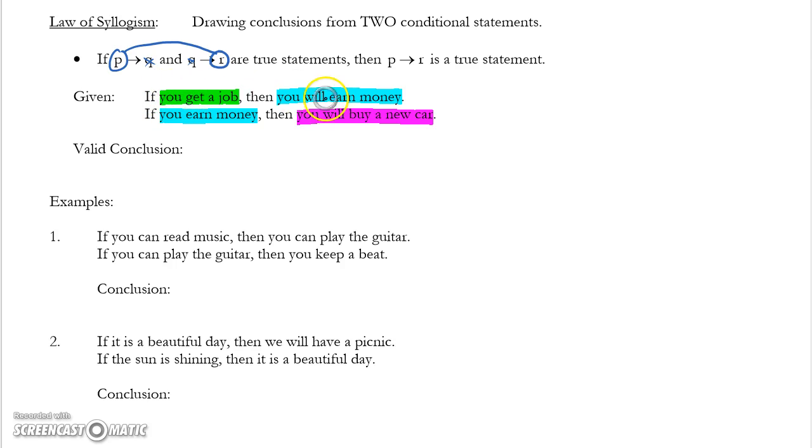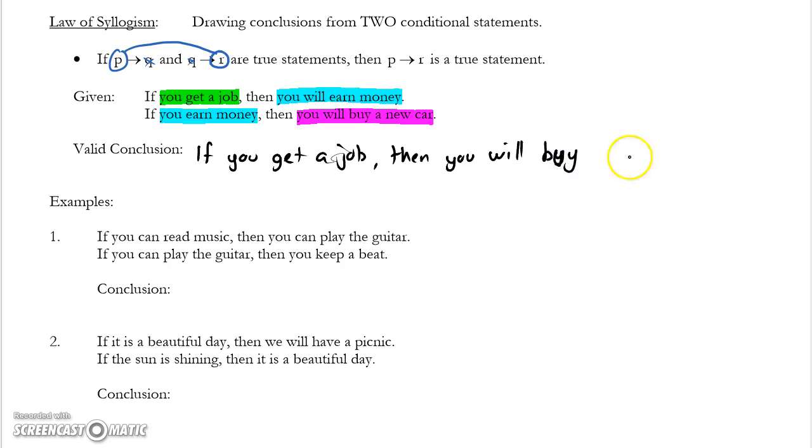Since we know that if you get a job, you'll get money, and if you get money, you buy a car, we can skip the middleman here. We can say, if you get a job, then you will buy a new car. So my conclusion, when I'm dealing with more than one conditional statement, is going to be a new conditional statement, a new if-then statement. Let's look at a few examples.